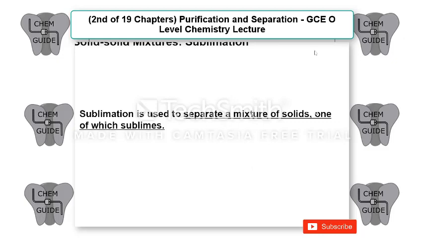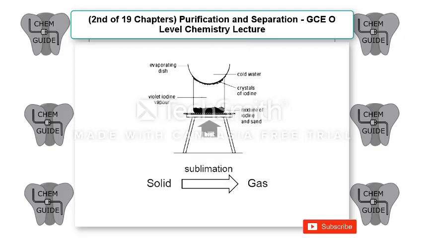The next separation technique is sublimation. This is seldom used actually. It is only used when you have a substance which can actually sublime. Sublime is basically the change in state from solid to gas without going through the liquid state. So for example, iodine sublimes. If I have a mixture of, say, iodine and sand, if I heat this mixture, the iodine will sublime off as iodine vapor, and then I can collect the iodine by cooling it on a cold surface.